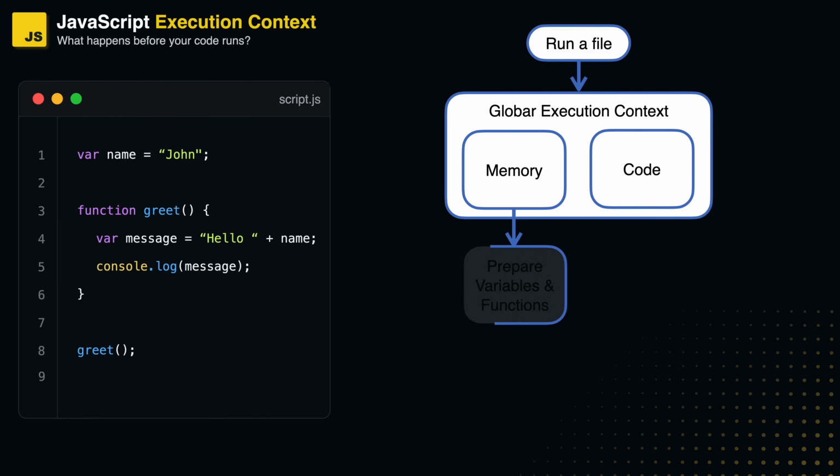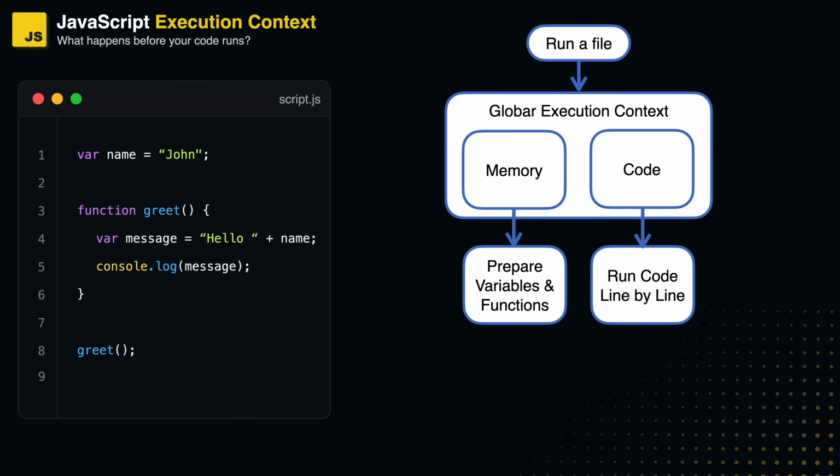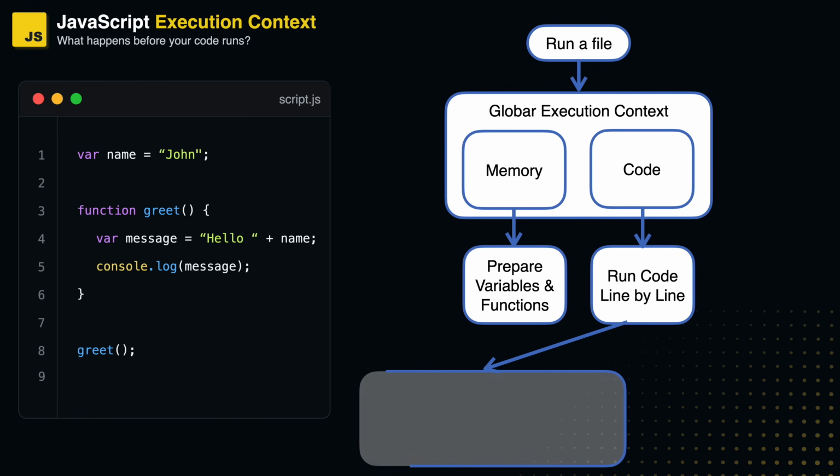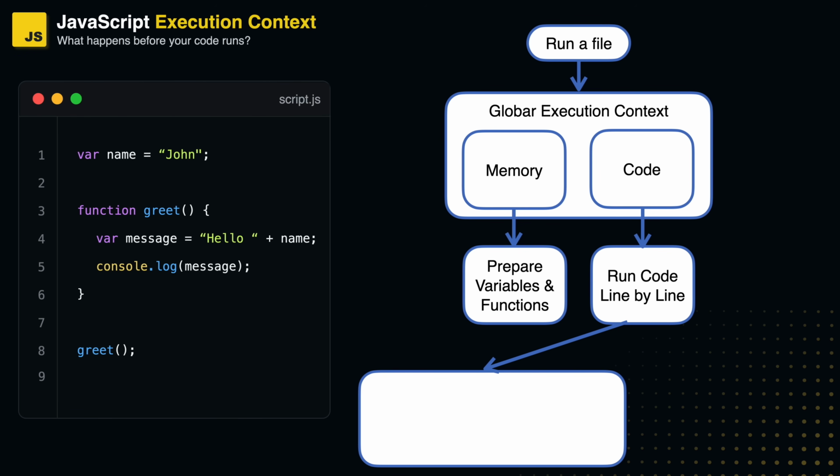For our code, it created name with the value undefined, and it stored the complete greet function in memory. Then, JavaScript entered the execution phase and started running the code line by line. First, it assigned the value John to name. Then it reached greet with opening and closing parentheses. Because greet is a function call, JavaScript created a new function execution context.